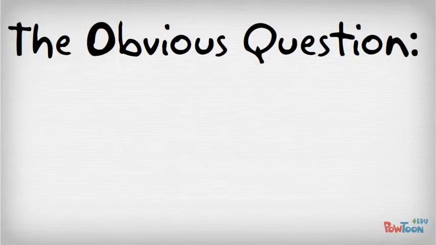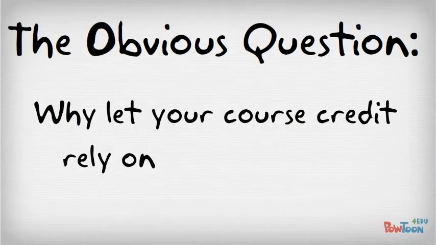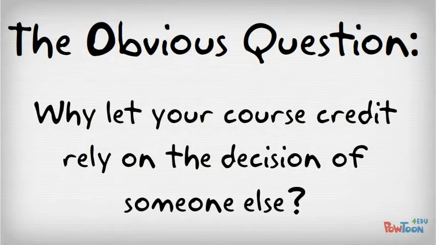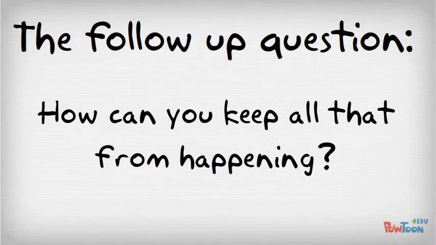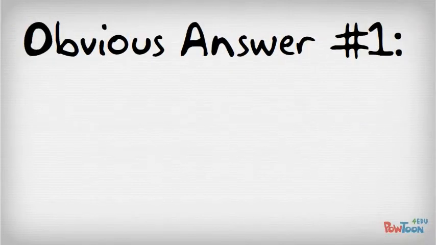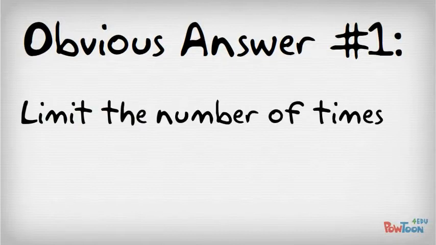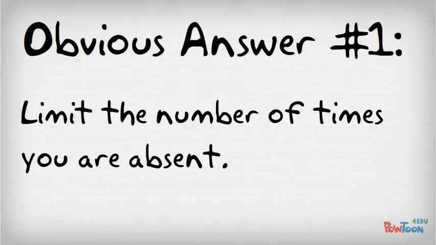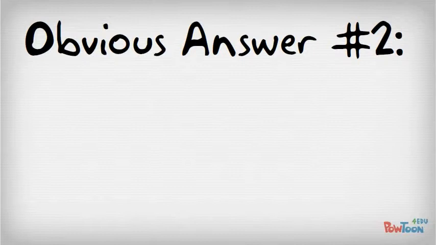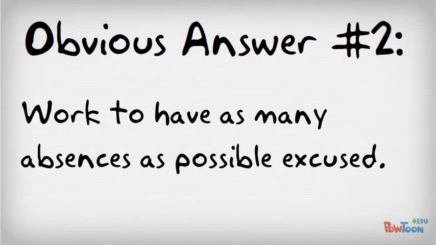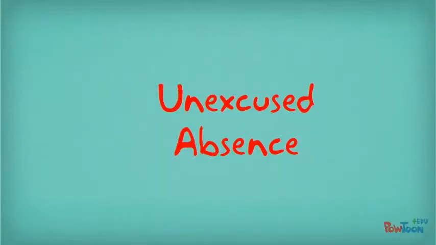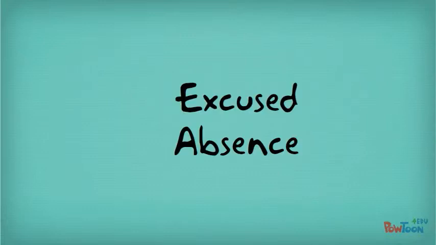This leads to the obvious question: why let your course credit rely on the decision of someone else? And the follow-up question: how can you keep all that from happening? There are 2 obvious answers. The first is limit the number of times you are absent. The second is work to have as many absences as possible excused. So, how does that work? How does an unexcused absence become an excused absence?